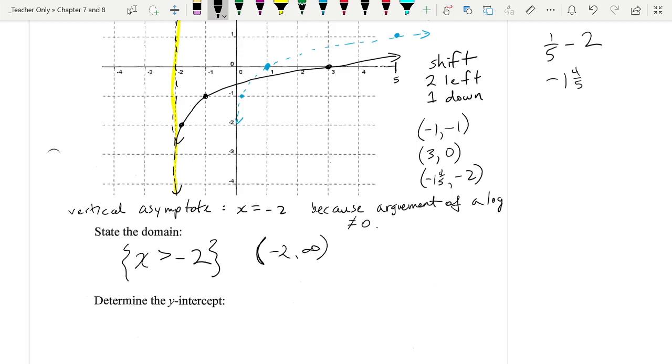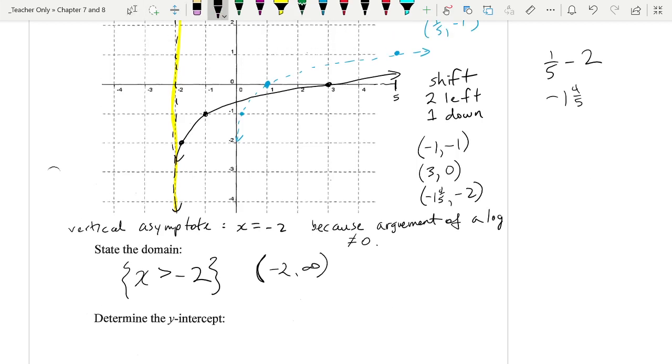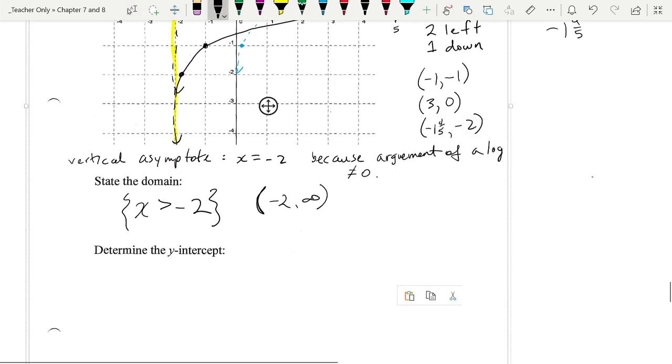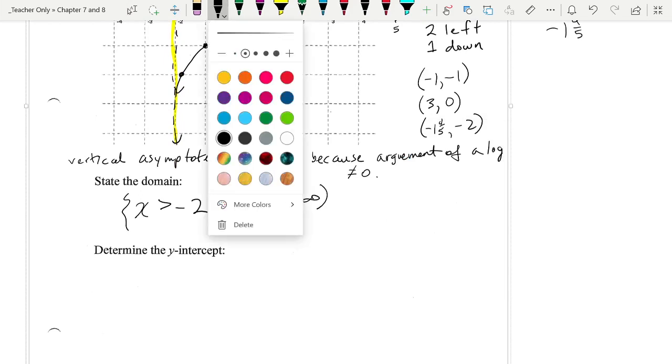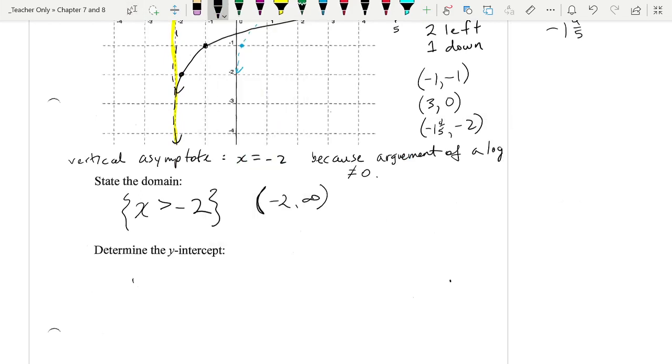The y-intercept, of course, we actually ended up graphing it. We got it right. Oh, no, we didn't. Sorry, we graphed the x-intercept. So the y-intercept. How do you find the y-intercept? Well, here's your equation. Y equals log to the base 5 of x plus 2 minus 1.